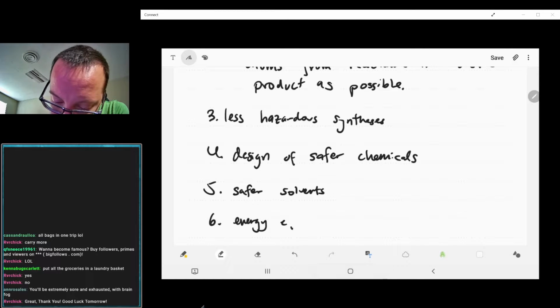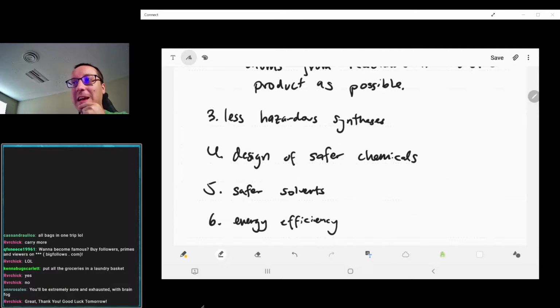Energy efficiency. If you can get things to happen using less energy, of course that's a better thing, because that means we don't need to burn as much coal or whatever to get that energy in the first place. So there's some effects that way.